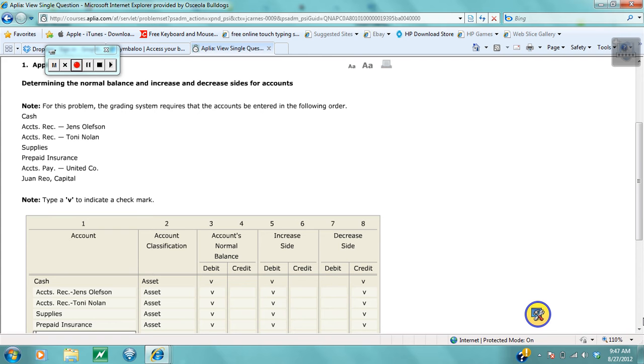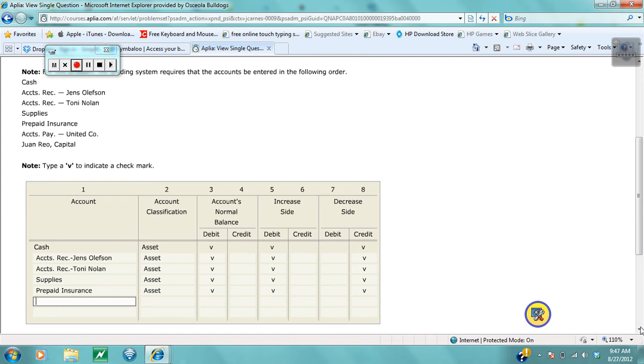The next account, accounts payable. What kind of account is that? Think. It's a liability account. And it has a normal what balance? It increases with a credit. Did I throw you off? And decreases with a debit. That's for all liability accounts.